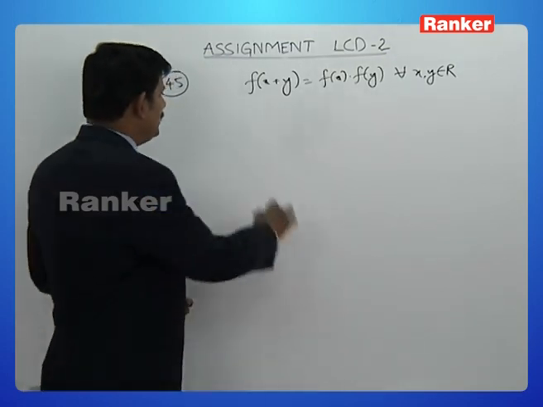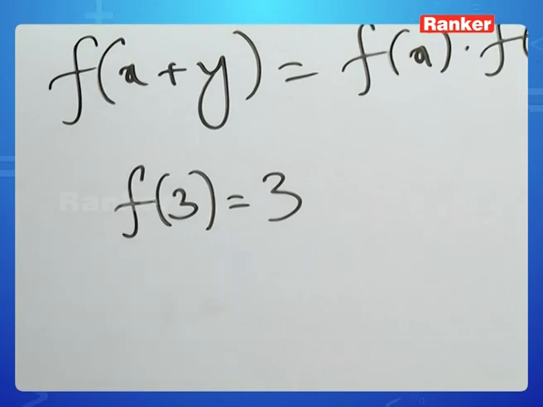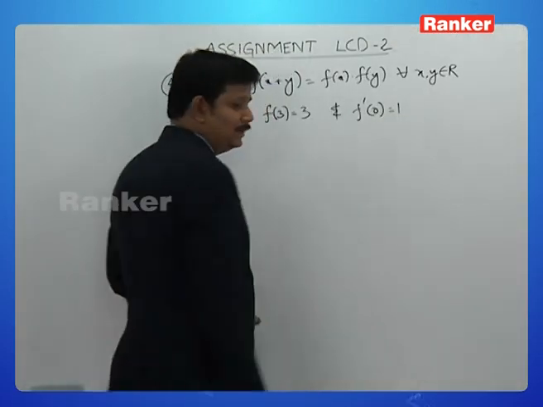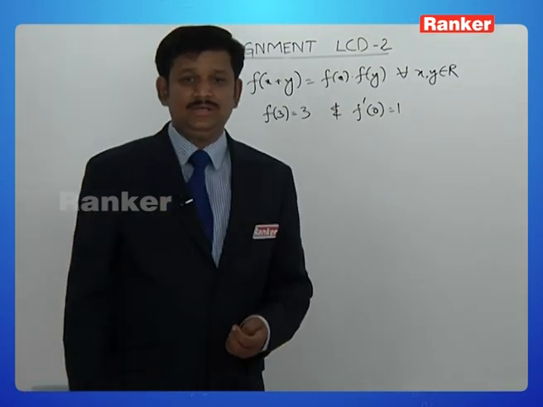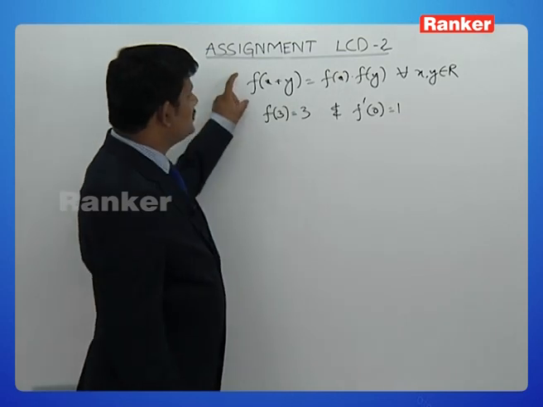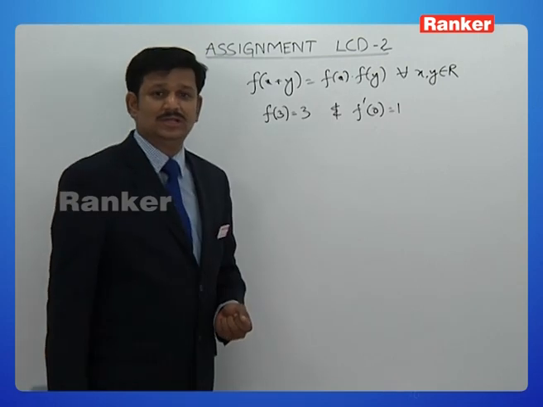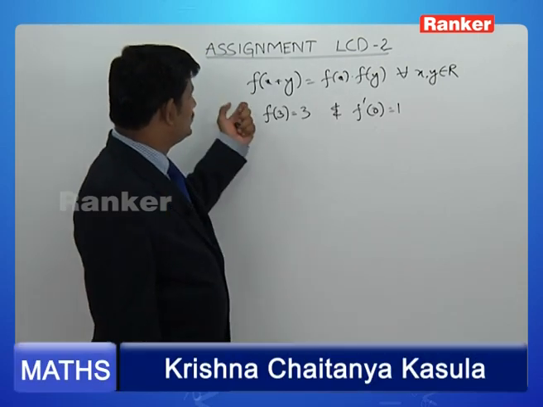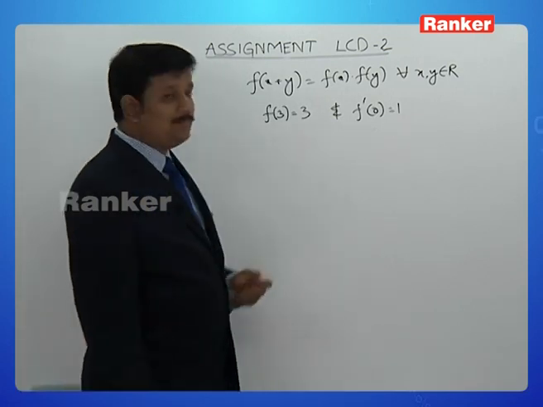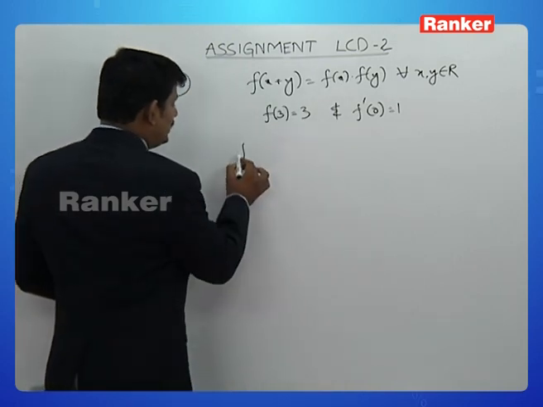And it is also given that f of 3 is 3 and f dash 0 is 11, and we are asked the value of f dash of 3. Usually for such questions, students have a tendency to partially differentiate the functional relation, but nowhere in the question is it mentioned that the function is differentiable. So, never ever approach such questions by partial differentiation.